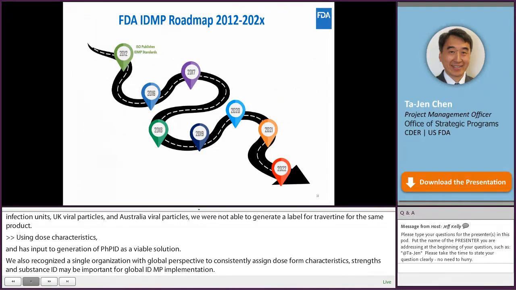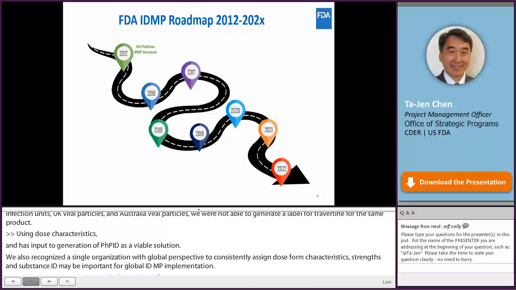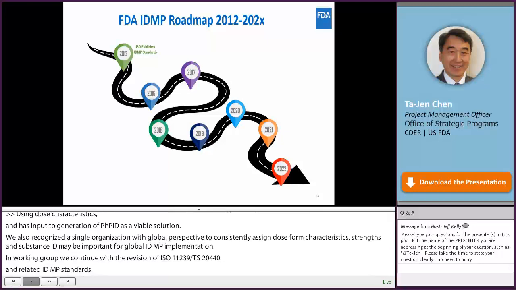Before I wrap up the presentation, I'd like to share with you the FDA's approach to the IDMP standards. FDA has been using standards similar to IDMP for decades. It is our intention to conform to the international standards so that we can exchange medicinal product information with partners and regulators around the world. And with that, we can do pharmacovigilance and mitigate product shortages at a global level.